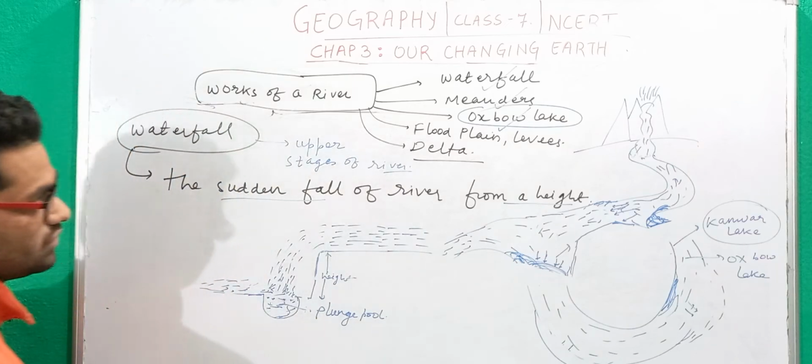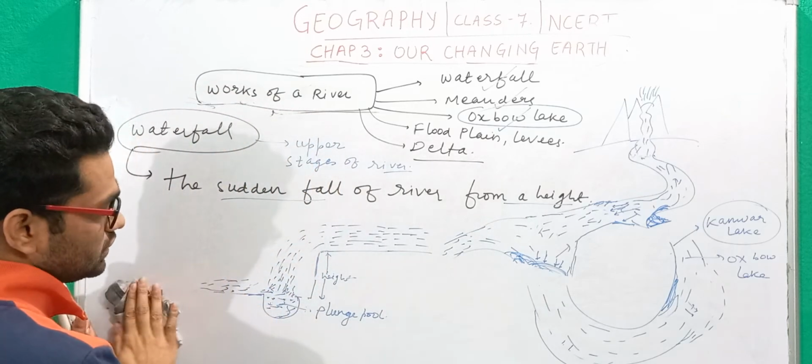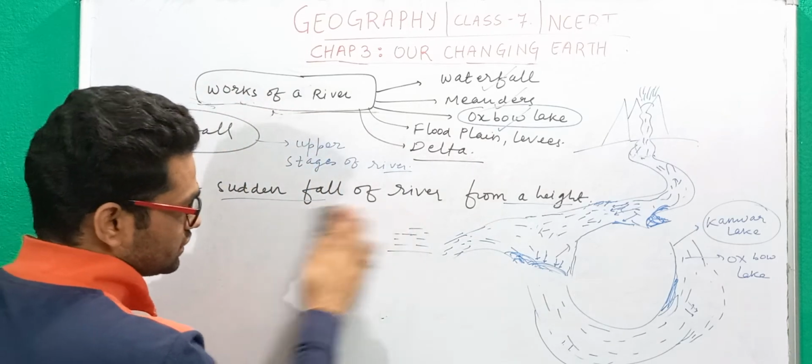Now we have to understand floodplain and levees. So these two are topics which are interrelated to each other. So let's understand it with a single diagram.